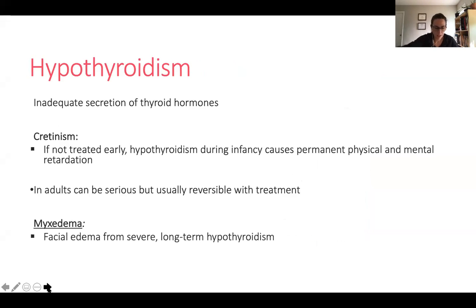So then the opposite is hypothyroidism, and that is when there is inadequate secretion of the thyroid hormones. So when this happens in the developmental years, that will cause permanent retardation in physical and mental development. It can also happen in adults, but it is reversible with treatment.